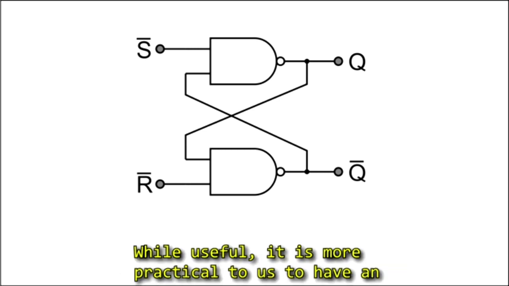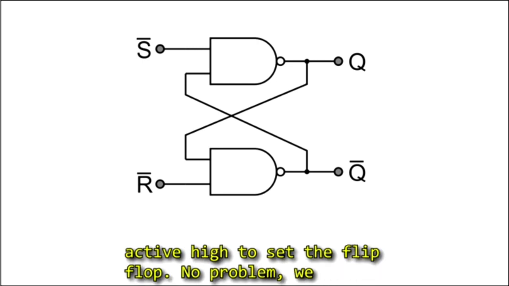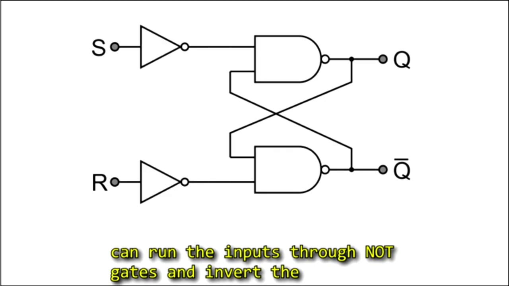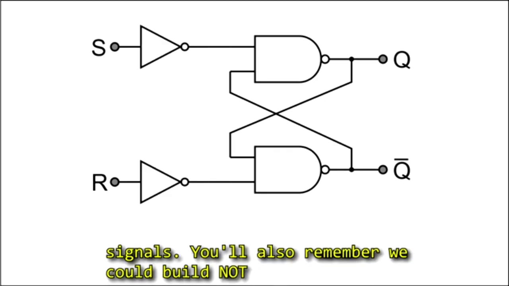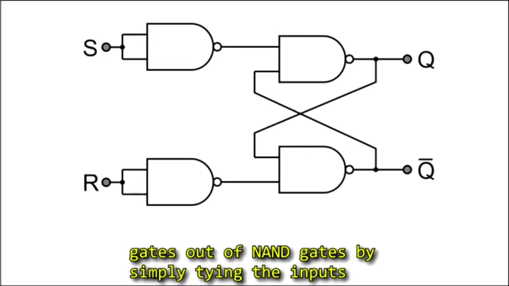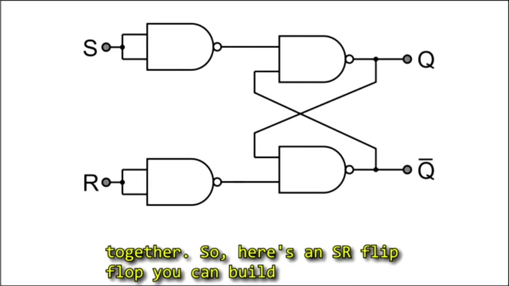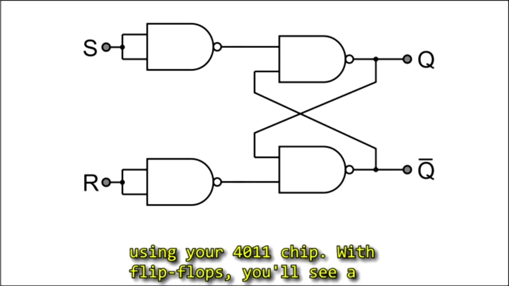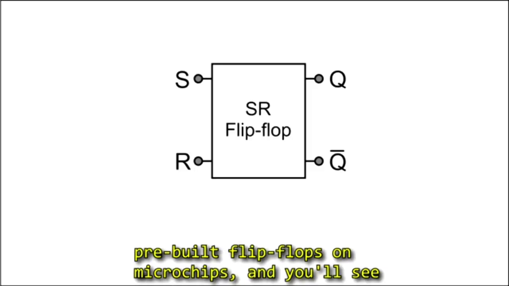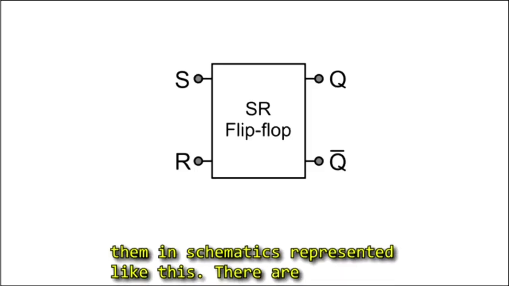And while useful, it is more practical to us to have an active high set the flip-flop. No problem, we can run the inputs through NOT gates and invert the signals. You'll also remember we could build NOT gates out of NAND gates by simply tying the inputs together. So here's an SR flip-flop you can build using your 4011 chip. With flip-flops, you'll see a lot of common pin names, and you can actually buy pre-built flip-flops on microchips, and you'll see them in schematics represented like this.